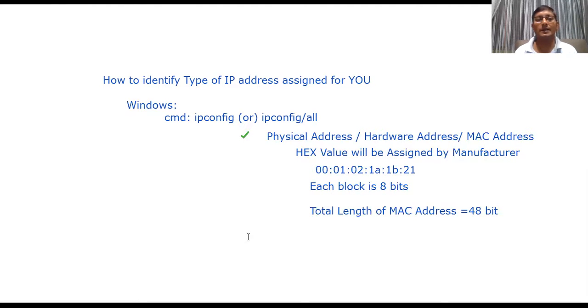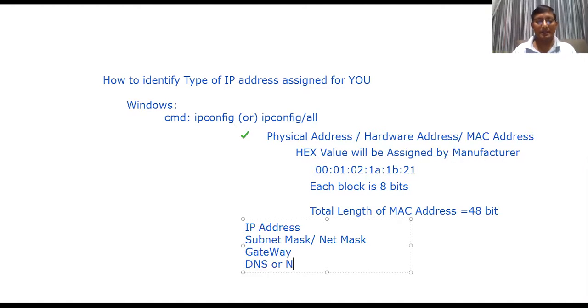Then second one is you are getting IP address details. What are the other details you are getting? IP address we are getting. Then subnet mask, or we are getting net mask. We are also getting gateway, and we are also getting DNS. DNS, or we can call it as name server. So we can also call it as NS. Whenever you find NS, it's nothing but name server.